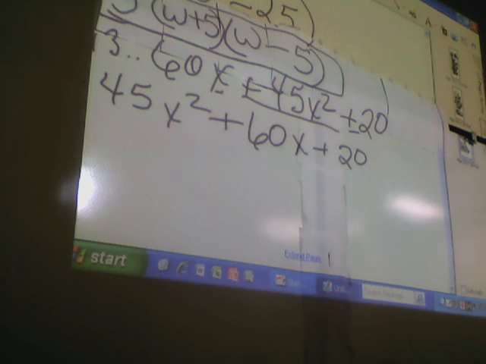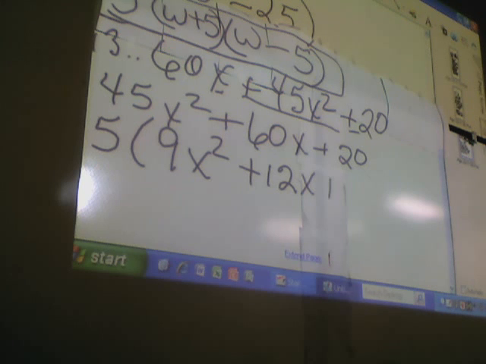Do they have anything in common? They don't have an x in common. How about a number? 5. That's as big as it goes, right? 10 goes into 20 but not the other. So we'll factor 5 out. Our first term, 5 times what is 45? 9 x squared. Plus 5 times what is 60? 12. And we need the x. Plus 5 times 4. Okay, we need to see if we can get this factored.